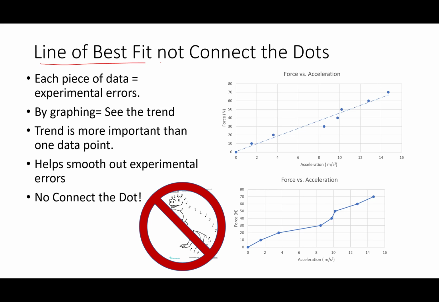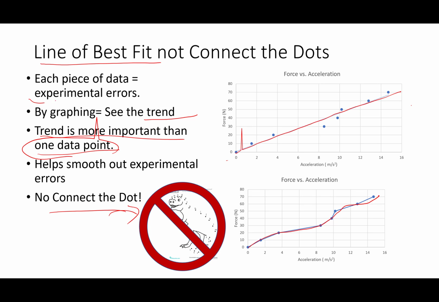Now, what is a line of best fit? A line of best fit shows the general trend of the data, not connect every single dot. Connect the dots was a hoot back when I was in elementary school. I enjoyed it. But what we're looking for is the trend of the data. As one gets bigger, the other gets bigger. That's what we want. The trend is so much more important than any particular one piece of data.